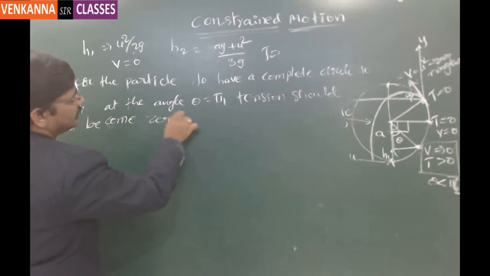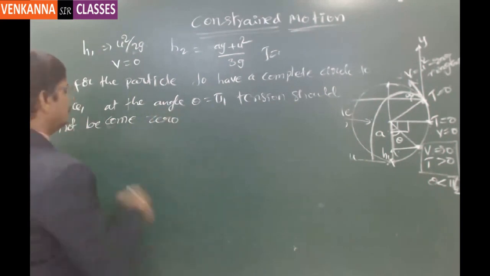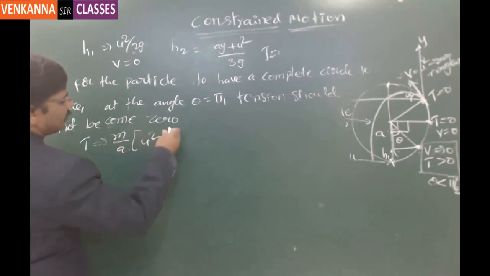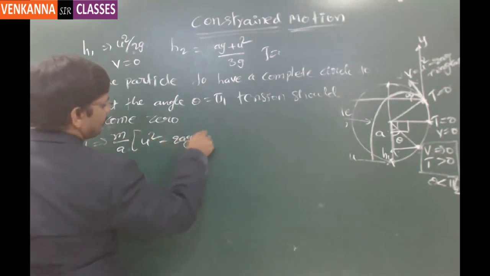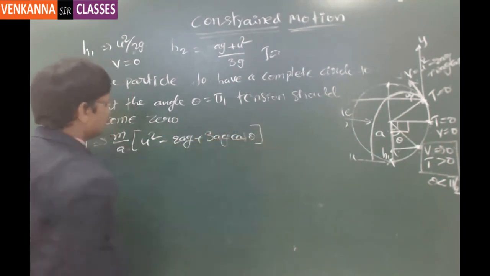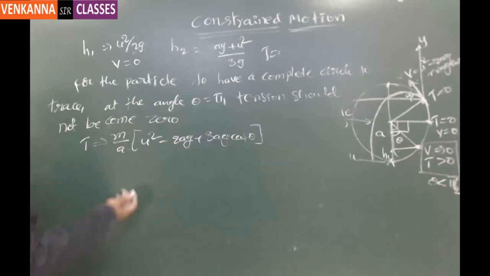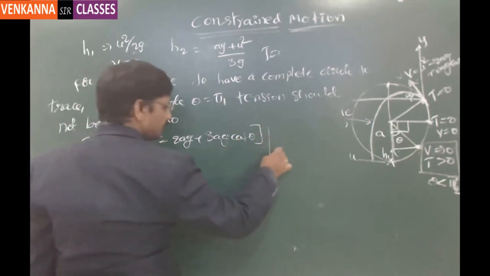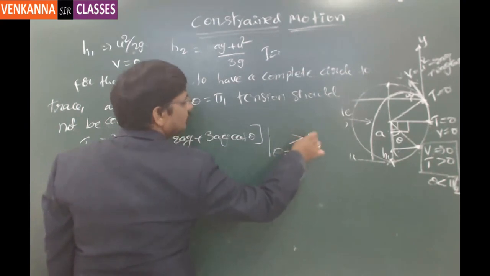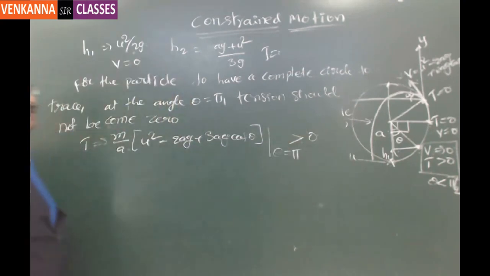So this is the condition for the complete revolution. Now the tension is m by a times of u square minus 2az plus 3az cos theta. So this is the tension. So at theta equal to pi, this value should be greater than 0. So this is the condition.